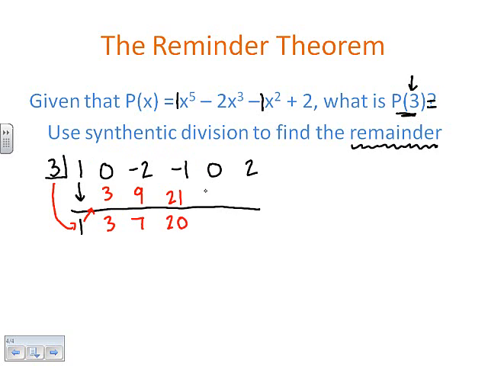Multiply that times 3 and we get 60. 60 and 0 makes 60. Multiply that by 3 and you get 180. 180 and 2 makes 182. That last number is your remainder. So P of 3 will equal 182.